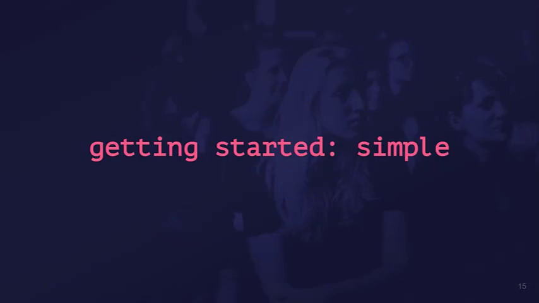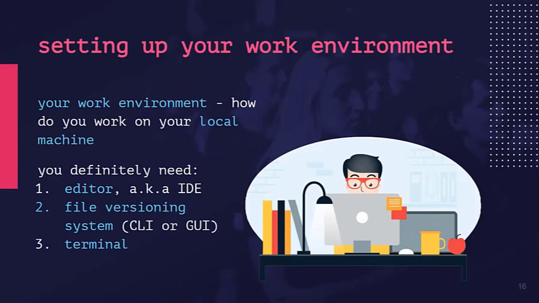Okay, any questions so far? Let's talk about actually setting up your work environment. What do you need as a developer? And I'm not mentioning specific environments, for example, developing with Android, but something that all front-enders need. And those are three things: editors or integrated development environments, file versioning systems, and a terminal. Let's dig deeper into it.